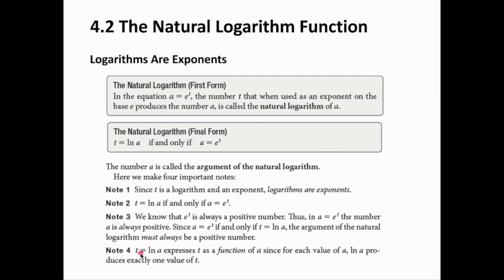Looking at this fourth note, we have t is equal to the natural log of a, and that expresses t as a function of a. Just like we say f of x is a function of x, this would be our dependent variable when it's in this form, when it's in logarithm form, and a would be our input, so this would be like our x. So you plug in something here, and you get something out here.